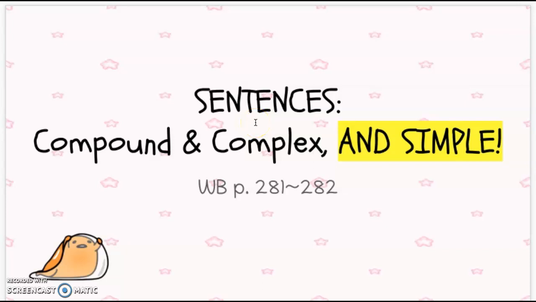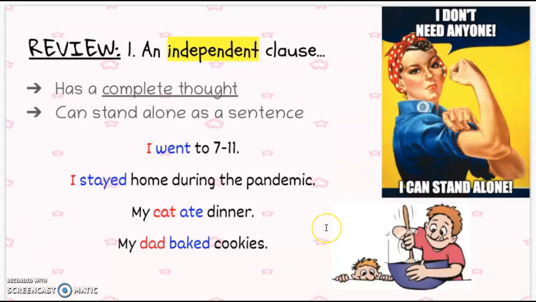So today we are going to be continuing from Monday's lessons on types of sentences, mostly reviewing compound and complex sentences, and simple sentences want to join the party as well. Simple sentences are very simple. They're basically independent clauses. For example, all of these example sentences are simple sentences.